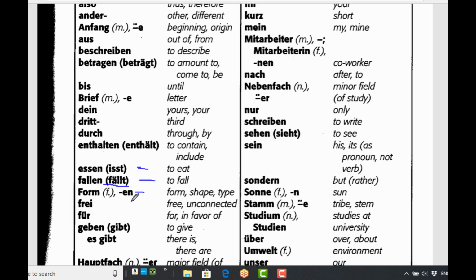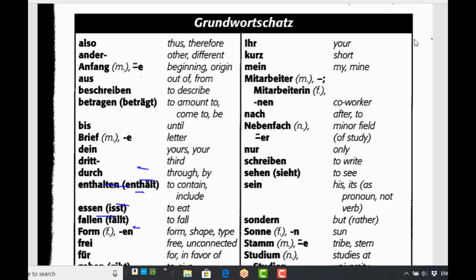How about these words? Are these similar? Yep. Form and form. Frei and free. Ur and for. And then geben, to give. All have very similar familiarities. Great. And up at the top here, Arbeiter means a worker, and mit just means with primarily. So a co-worker is how that comes out.